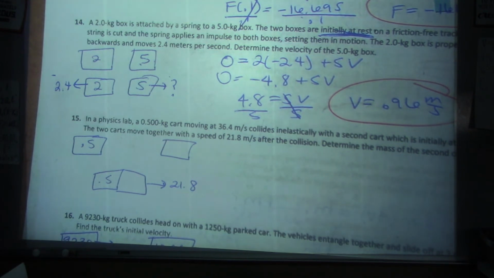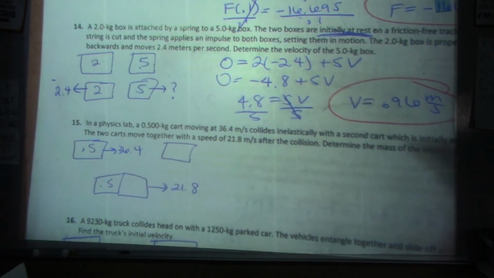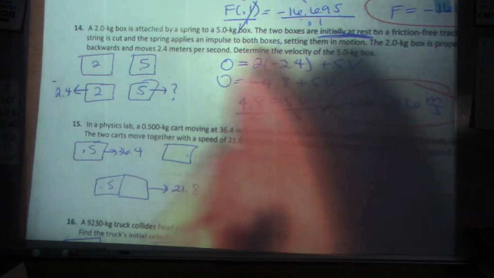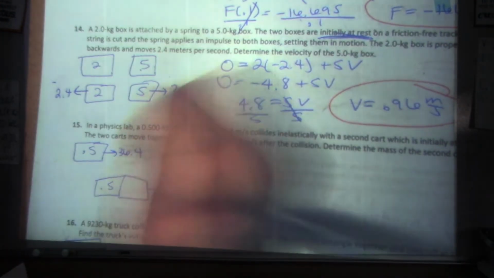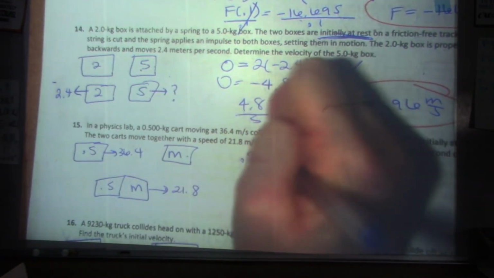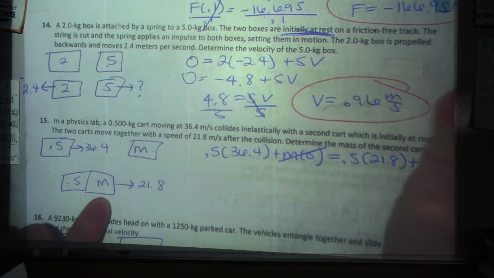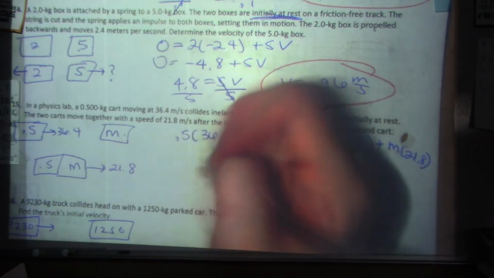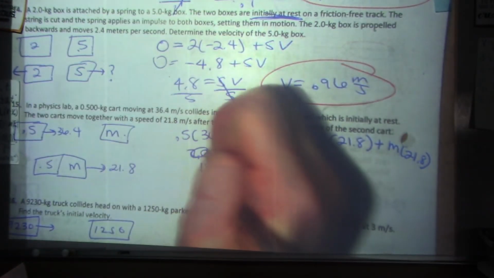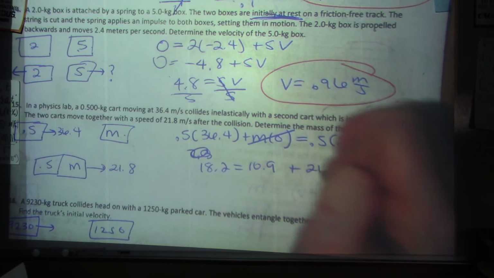We've got a 0.5 kilogram cart moving at 36.4, and there's initially a second cart that was at rest. The 2 carts hit and they move off together with a speed of 21.8 after, and we want to find that missing mass. So now we're just plugging in 0.5 times 36.4 plus mass times 0, because it was at rest, so that goes away, equals 0.5 times its new velocity of 21.8 plus mass times its same velocity because they are stuck together. And now this side is 7.3. No, sorry, that is 18.2. This becomes 10.9 plus m times 21.8, which is just 21.8m.